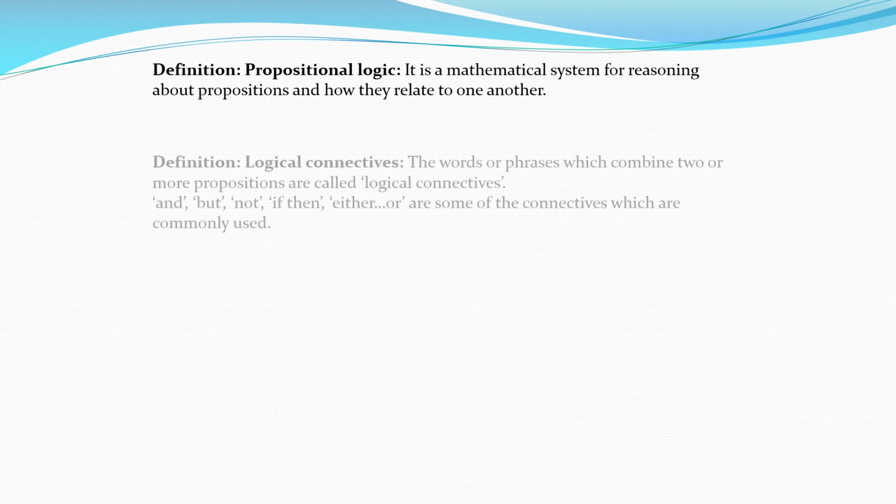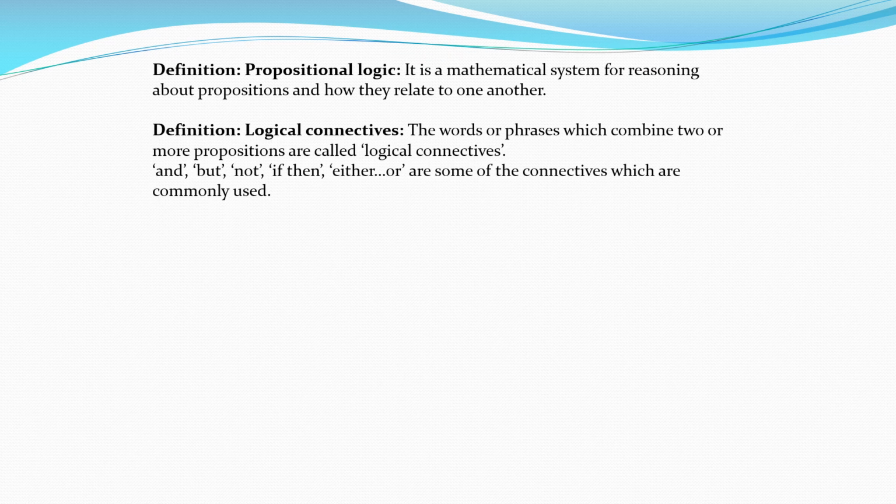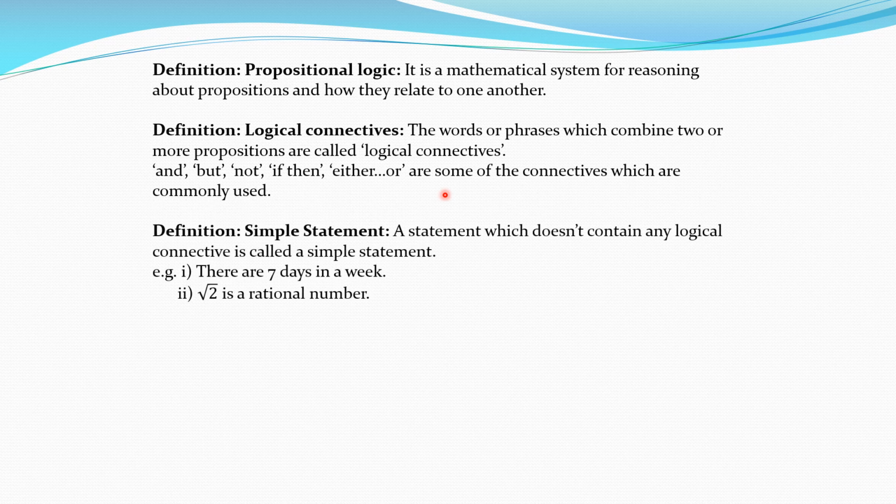Now next is propositional logic. Propositional logic is a mathematical system for reasoning about propositions and how they relate to one another. So in propositional logic, we study the reasoning about propositions and how they are related to each other. Now logical connectives. Logical connectives are the words or phrases which combine two or more propositions.